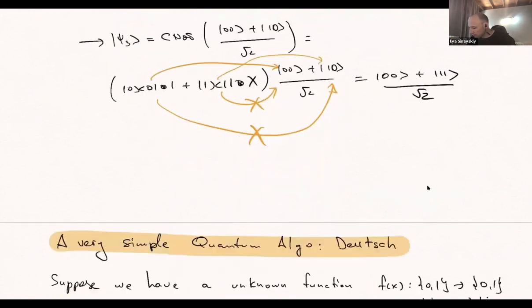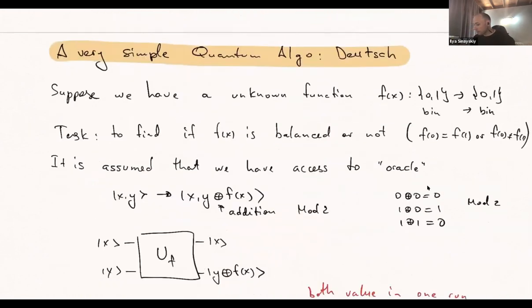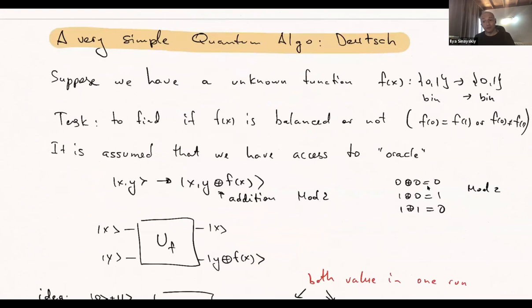Okay, and as the last bit in the introduction to quantum computing, I'm going to introduce you to probably the very first quantum algorithm which was invented. It was invented by David Deutsch, and it's called Deutsch's algorithm. It was exactly the algorithm where one could glimpse the parallelism and the interference taken together in quantum computing.